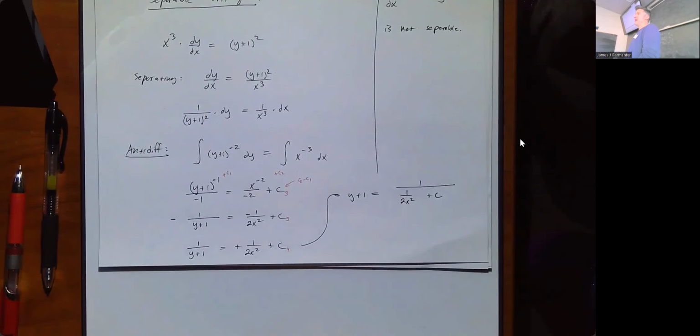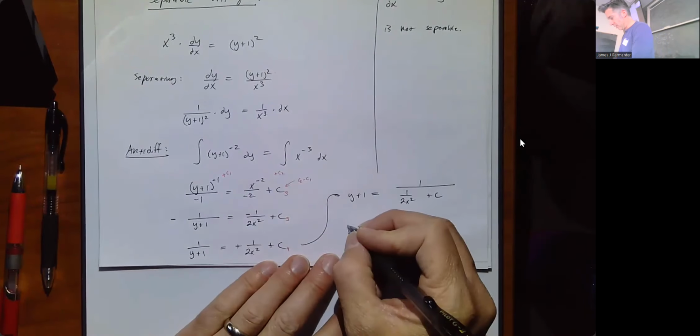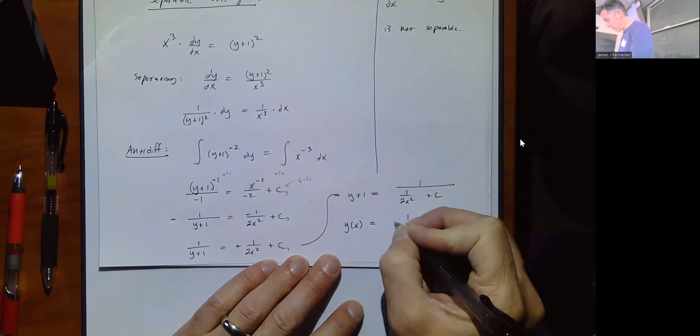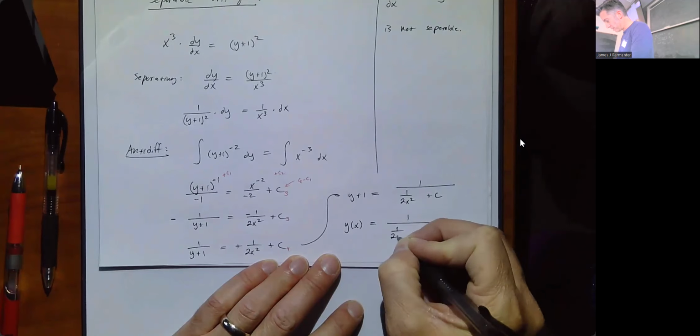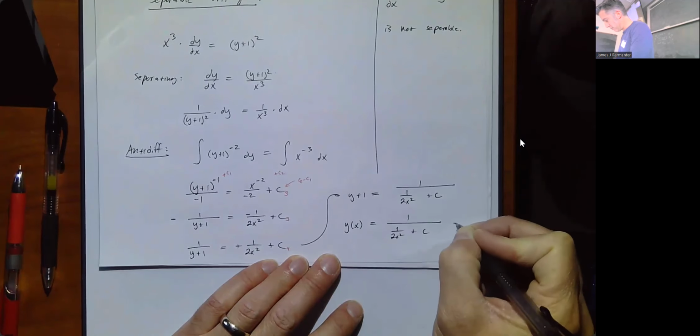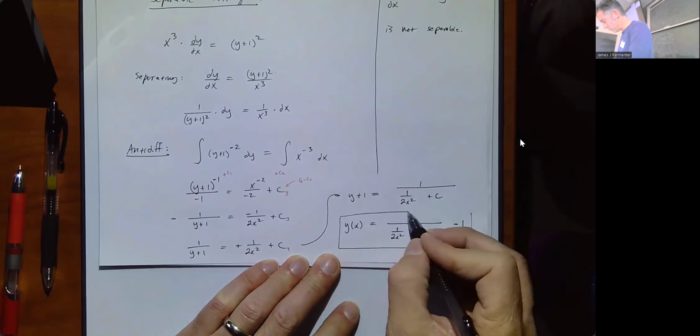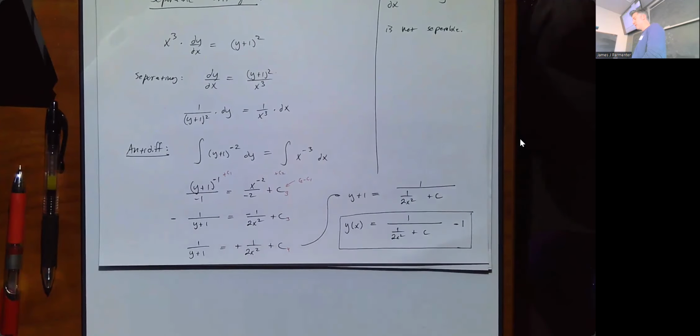And you can't just say the c stays off to the side. You really do have to put it there. And then finally, we subtract 1 from both sides. And our solution, y as a function of x, would equal 1 over 2x squared plus c, minus 1. And that would be the general solution to this separable differential equation. There's probably nicer ways to write it. We're not so concerned with that right now.